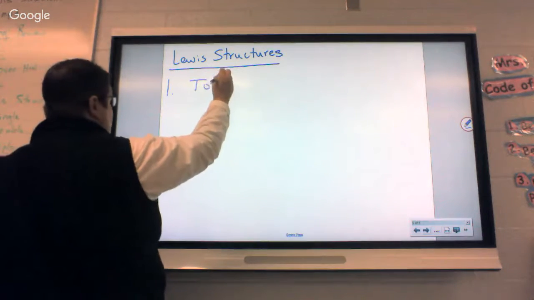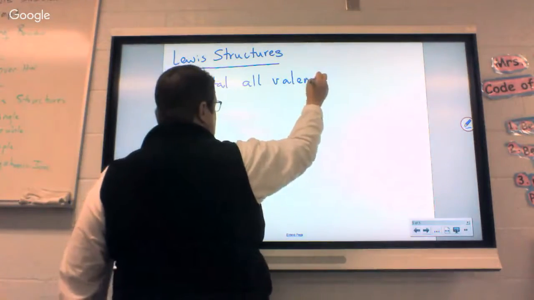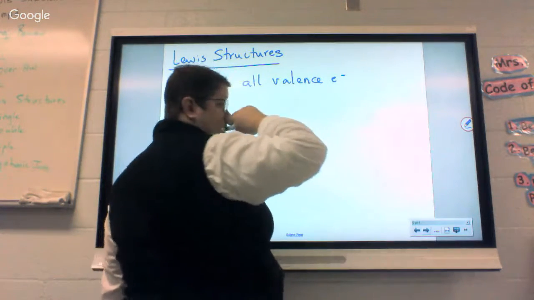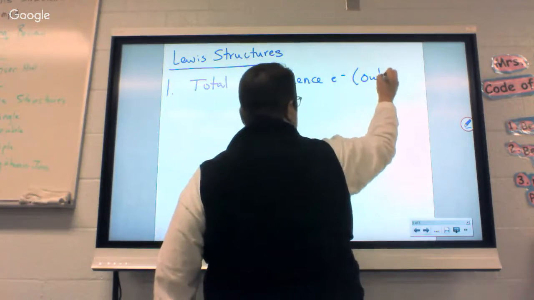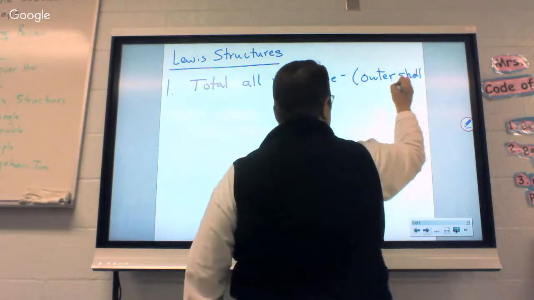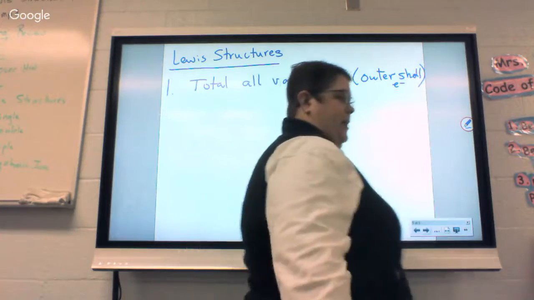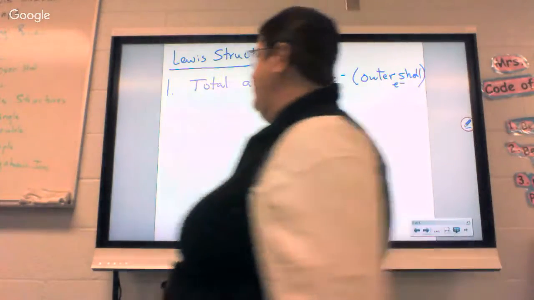To start, you have to total all valence electrons. And I told y'all several weeks ago that when I teach the periodic table, I call them outer shell electrons. And when I teach bonding, I call them valence electrons. So now that I'm teaching bonding, I switch to valence electrons. I do it automatically. I don't know why I do it. I just do. Okay, it's a habit I don't seem to be able to break.